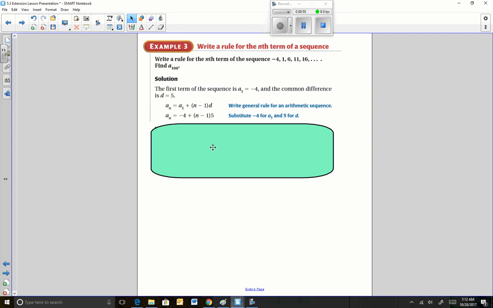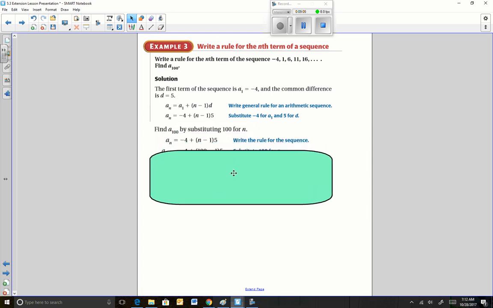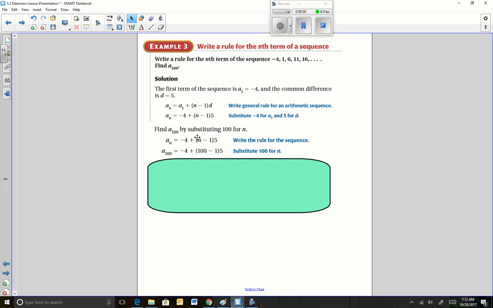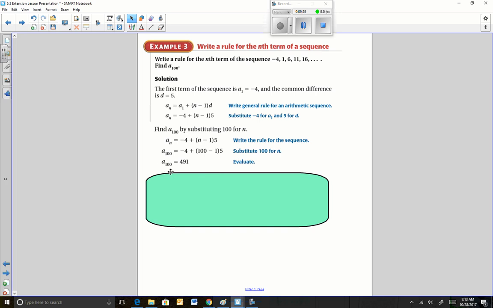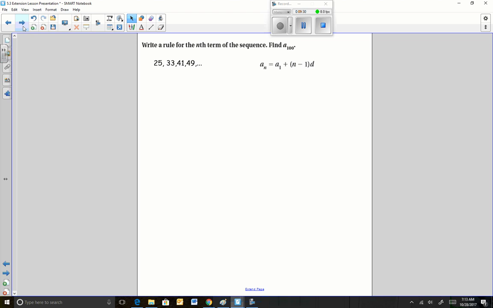Now, the only thing I need to fix this formula up with is, if it's asking me to find a100, that means it wants the 100th term. So we're going to put in a 100 for the n. So see how this is a sub n, the 100? Look, there's n, there's 100. We want the 100th term. So we go ahead and we do our math. We do 100 minus 1, 99, times 5, and then subtract 4, and you will get the 100th term is 491. All right, let's take a look at another one.